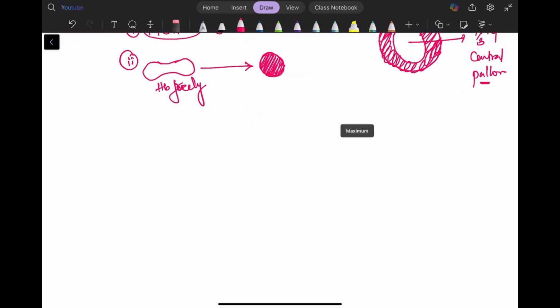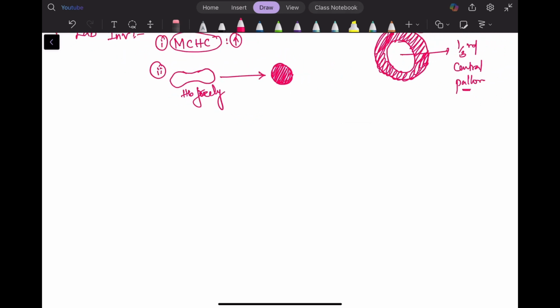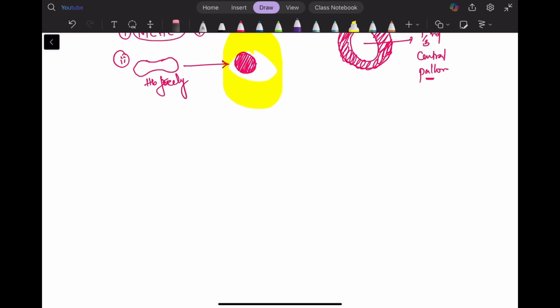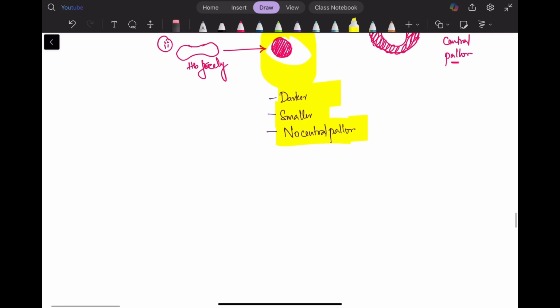Okay, so when you see this RBC, what does it look like? We have three features. It looks darker, it's smaller, then no central pallor. So what are they? Darker, smaller, no central pallor.